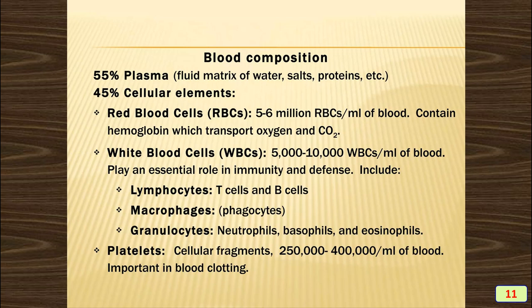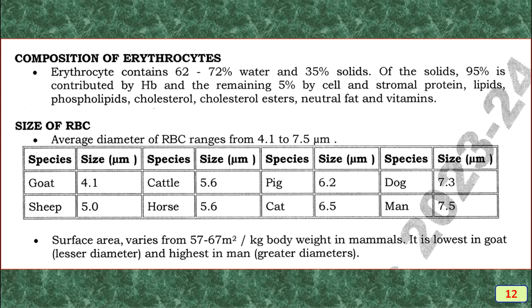The lymphocytes are also known as T cells or B cells. Then macrophages are also called phagocytic cells. So these are all white blood cells, and the granulocytes are neutrophils, basophils, and also eosinophils. Whereas the platelets are small fragments of cells, numbering 2 lakh 50 thousand to 4 lakh per ml of blood, and they are important as far as blood clotting is concerned.